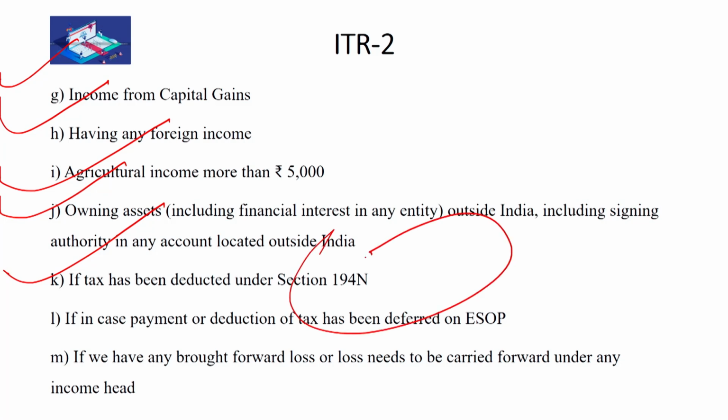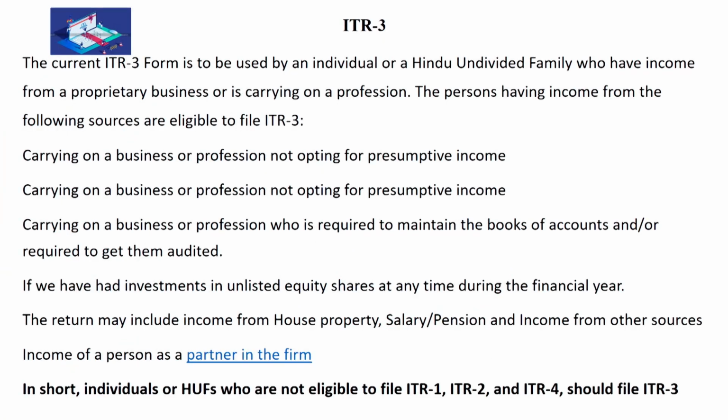194N, if payment or deduction of tax has been deferred on ESOP, and if we have any brought forward loss or loss to be carried forward under any income head, so ITR 2 should be selected by such types of assessee.